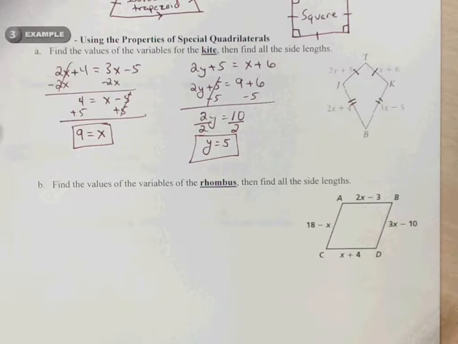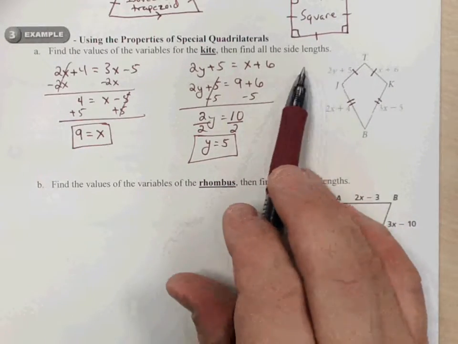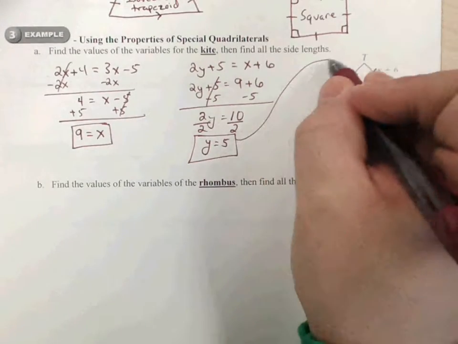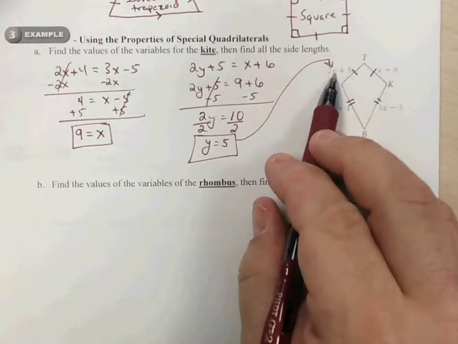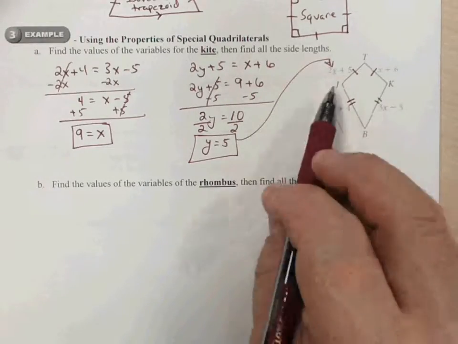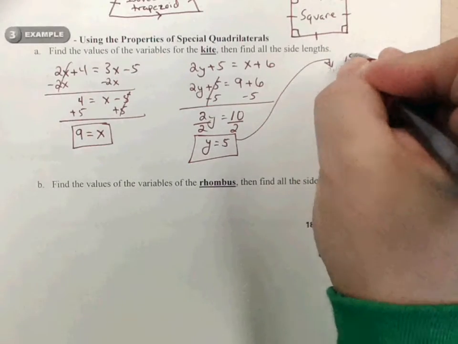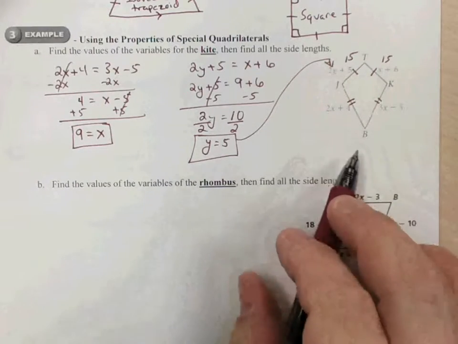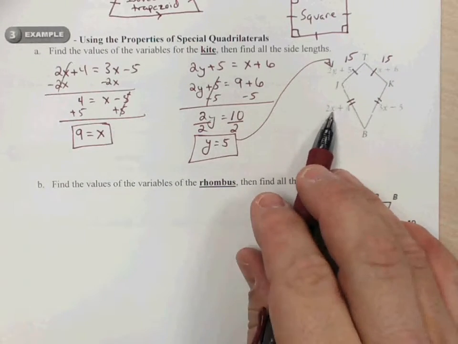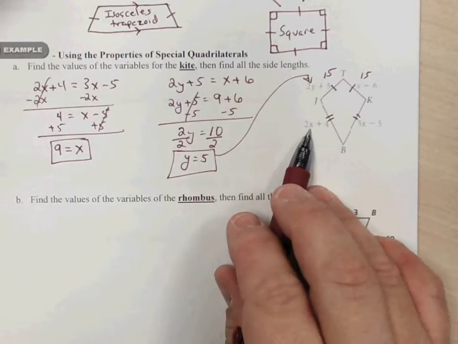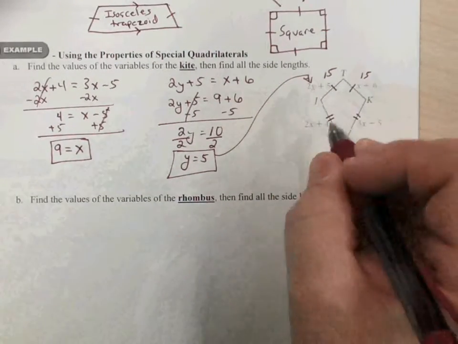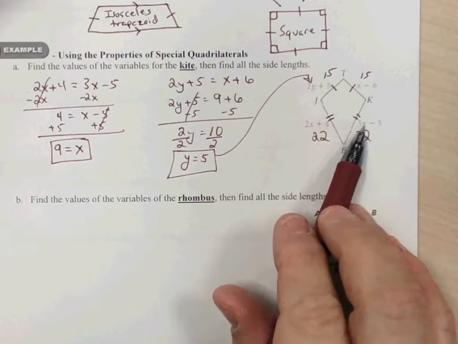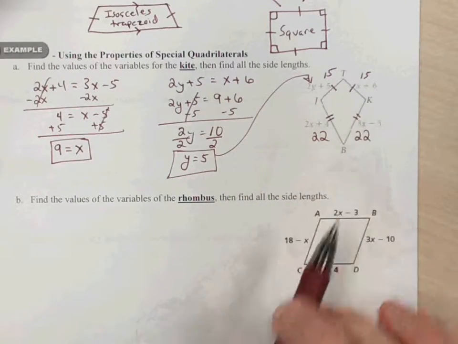So it does ask you to find the lengths of all sides. We plug in 5 here. We get 2 times 5, which is 10, plus 5 is 15. Plug in 9 here. Well, that's going to be 15. And if we plug in 9 here, 2 times 9 is 18, plus 4 is 22. And then this side better be 22. 9 times 3 is 27, minus 5 is 22.